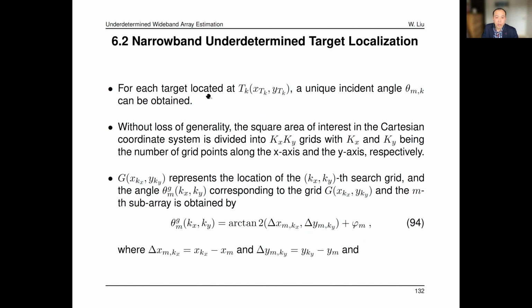To do that, first we consider this target. For each target located at this location, we have a unique incident angle. For each location, you can find the unique incident angle theta_mk for each subarray. Without loss of generality, we consider a square area of interest. The square area of interest in the Cartesian coordinate system is divided into K_x times K_y grids, with K_x and K_y being the number of grid points along the x-axis and the y-axis, respectively. So that's the total number of points you have along these two axes.